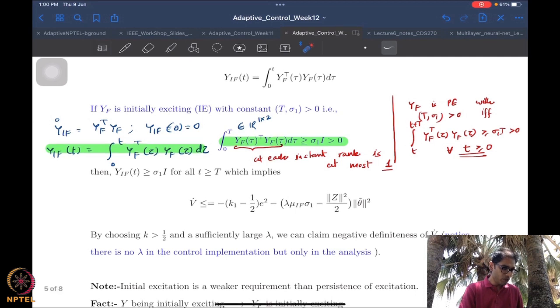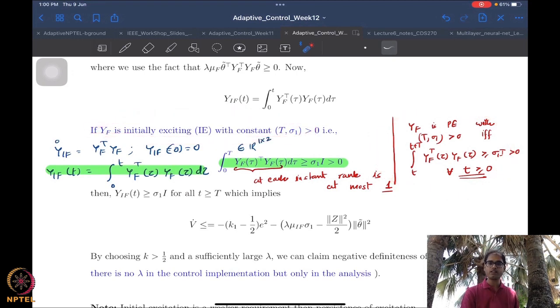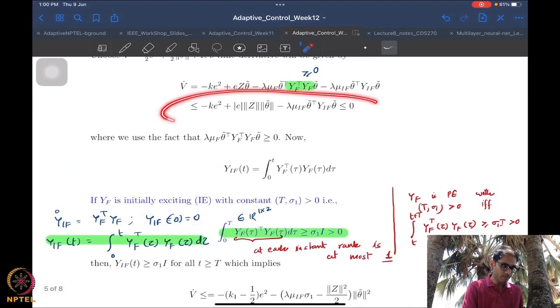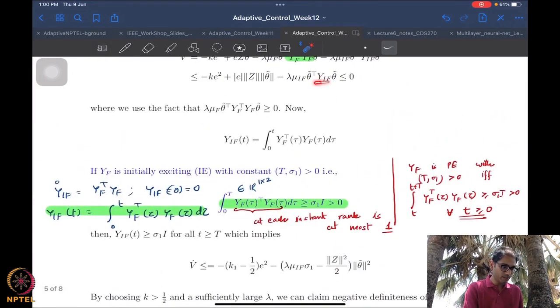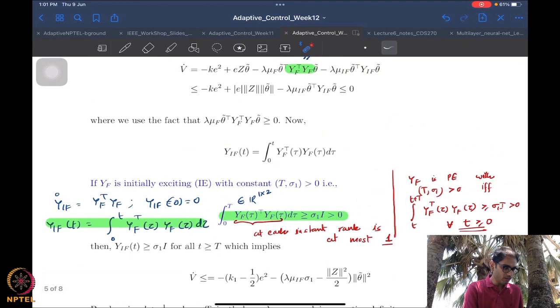As simple as that. So because of this initial excitation, which is a significantly less stringent requirement than persistent excitation, that's evident in the names themselves. Persistent means always exciting, and initial means only initially exciting, so it can be boring later on, completely fine. So for initially exciting signals, you will have YIF greater than or equal to sigma 1 I when t is greater than or equal to capital T. Okay, so in this V dot expression, I can replace this quantity by sigma 1 I, and of course I also use this fact and the sum of squares.